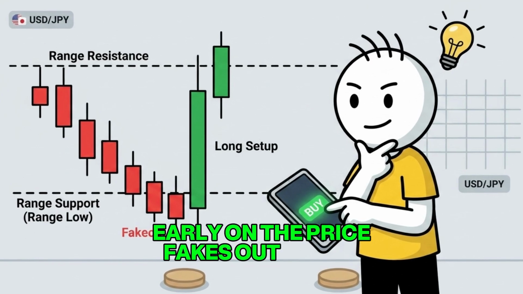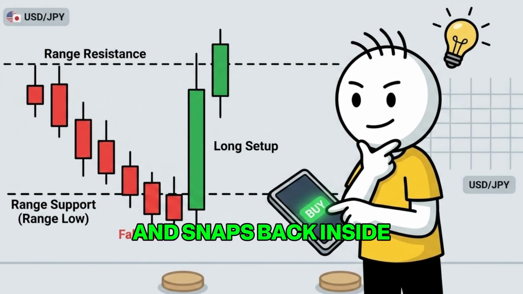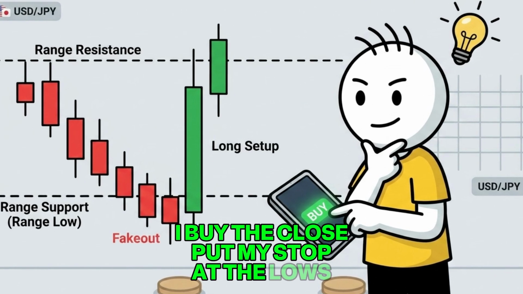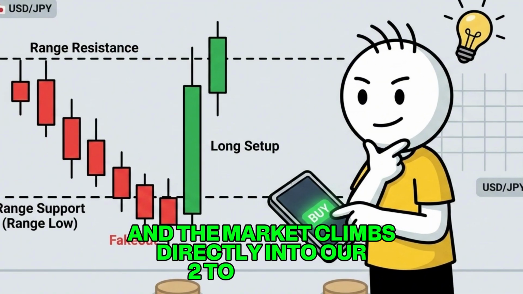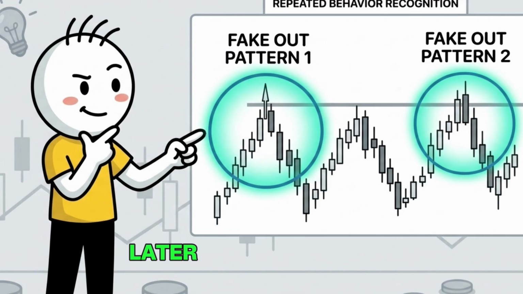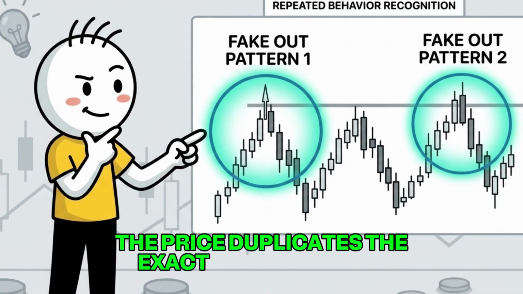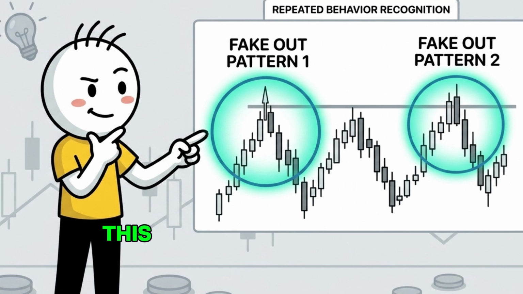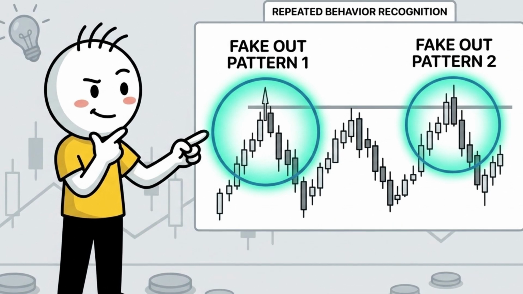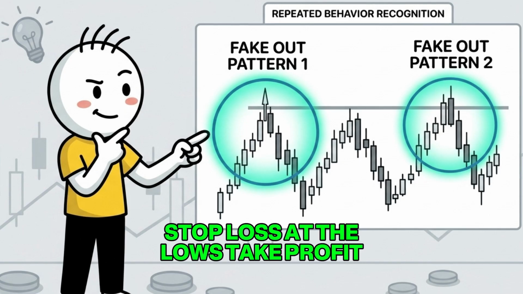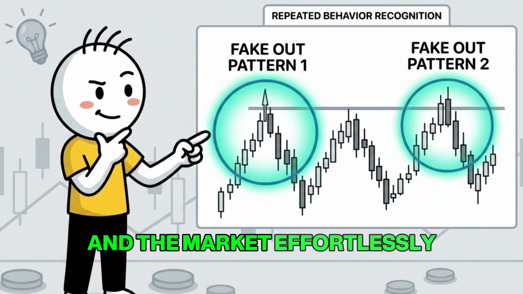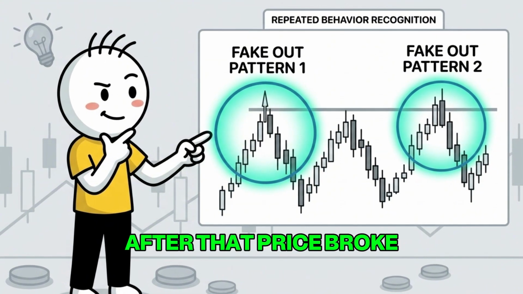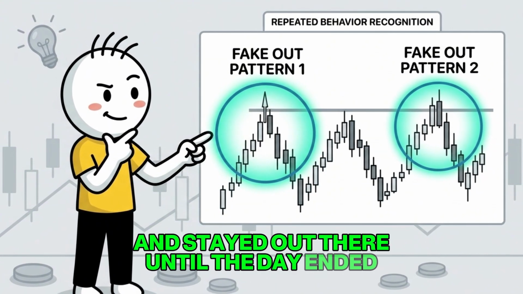Early on, the price fakes out below the range low and snaps back inside, triggering a quick long setup. I buy the close, put my stop at the lows, and the market climbs directly into our 2-to-1 target for a +2R gain. Later that afternoon, the price duplicates the exact same behavior, sweeping below the floor and closing back inside. This triggered our second long entry of the day. Stop loss at the lows, take profit at twice the risk, and the market effortlessly hits our target again for another +2R win.